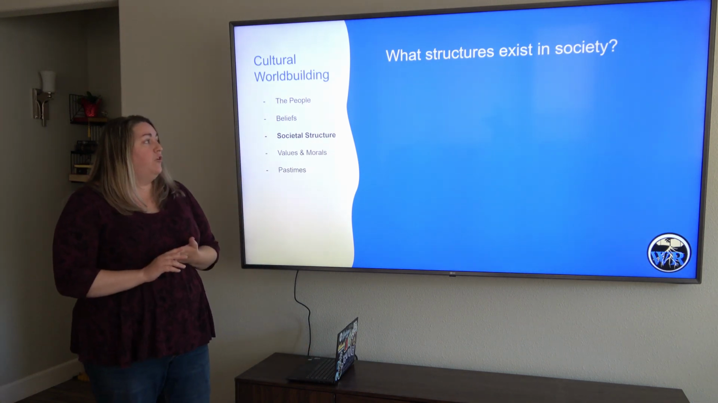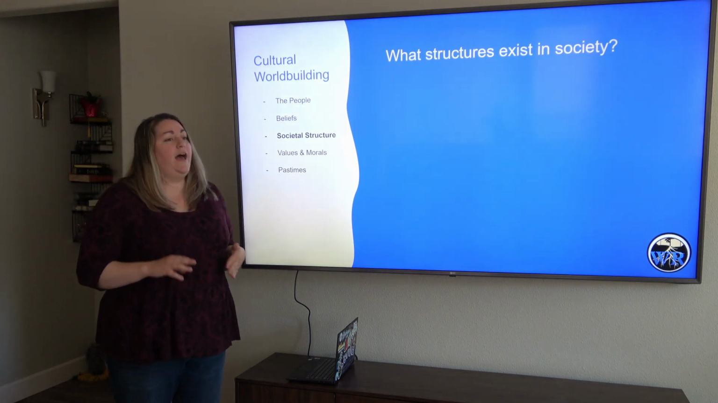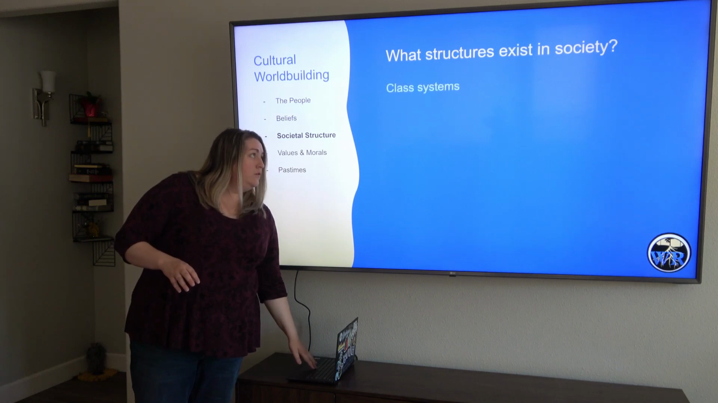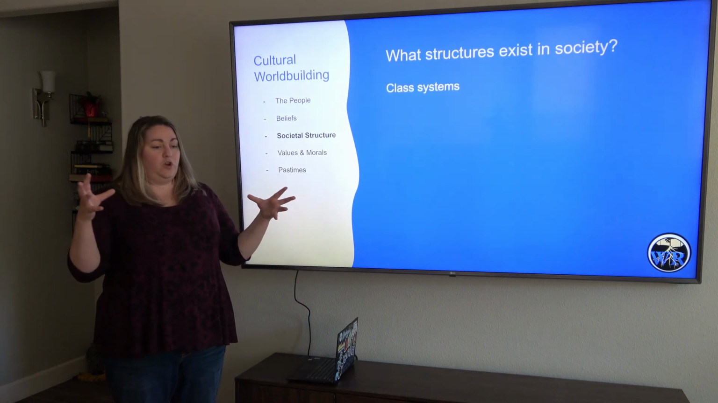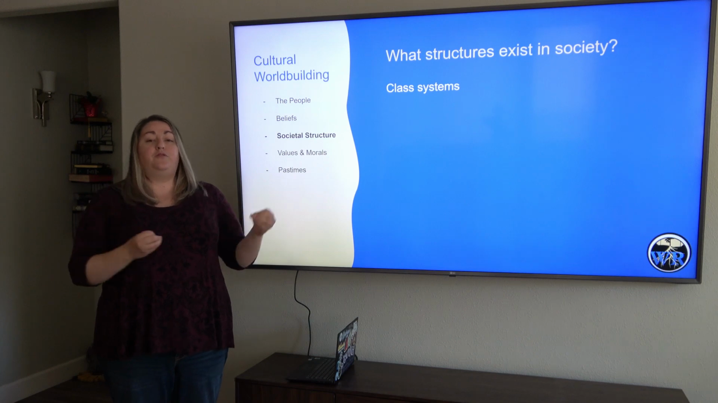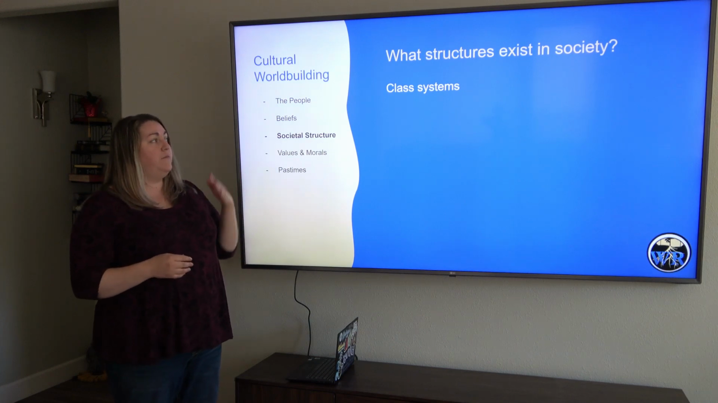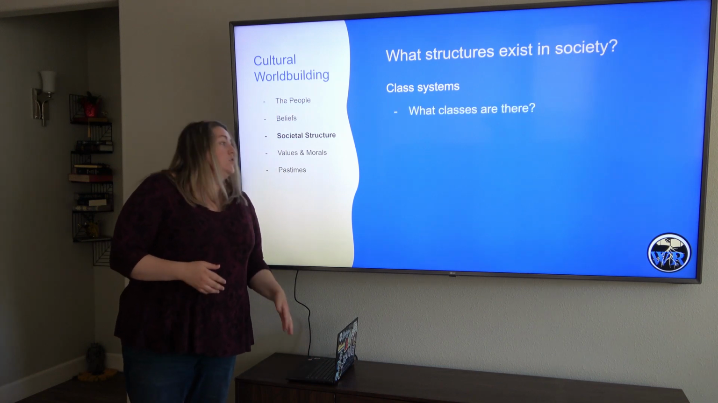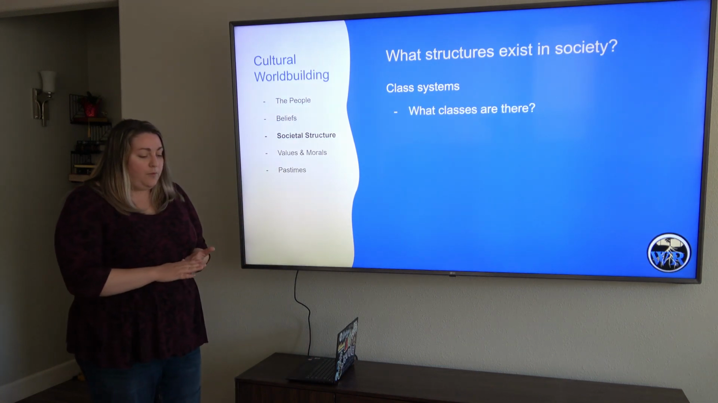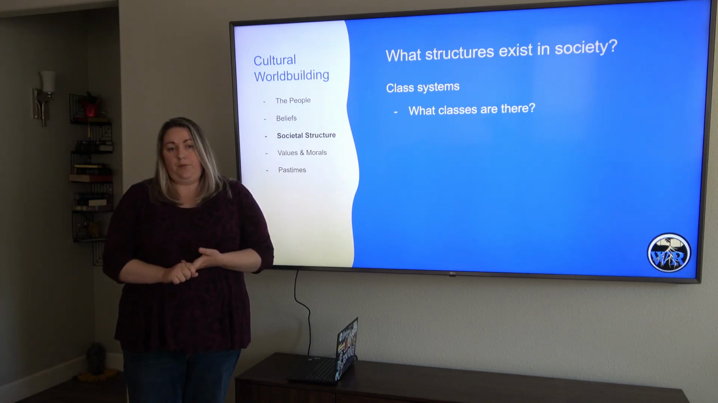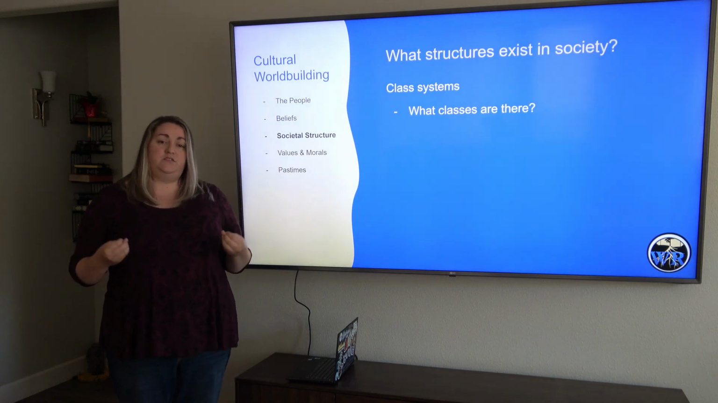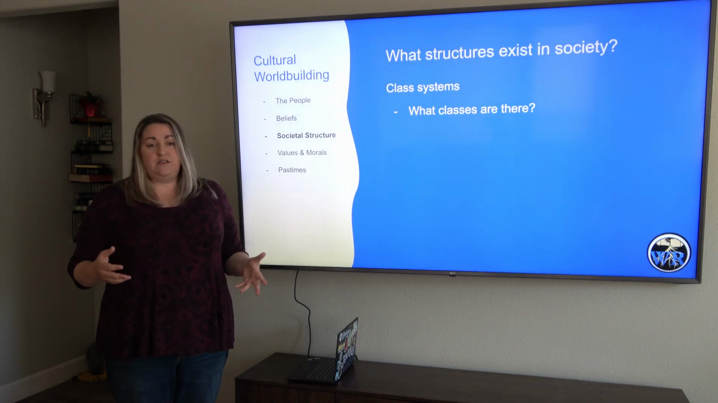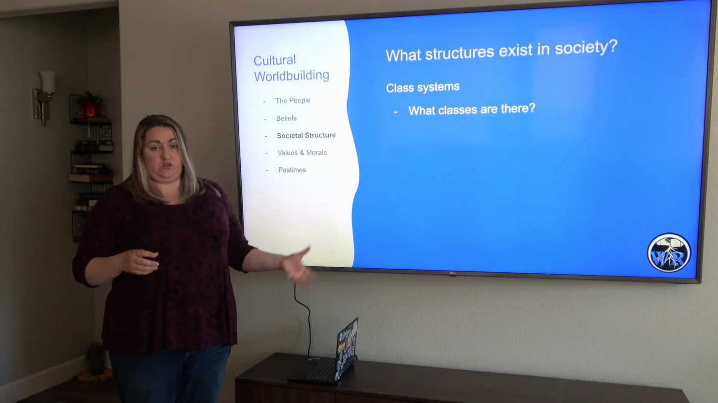The next part of cultural worldbuilding is to look at the structure of society, how the culture has influenced how people view each other within that same culture. So one of the most common ones is your class systems. What classes are there? The most common is to have a low, a middle, and an upper class. Sometimes that can be split into just two, your low class and your middle class. For example, again in Mistborn, you have your nobility and you have your skaa.